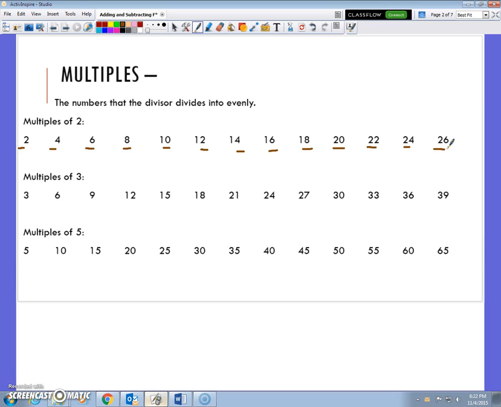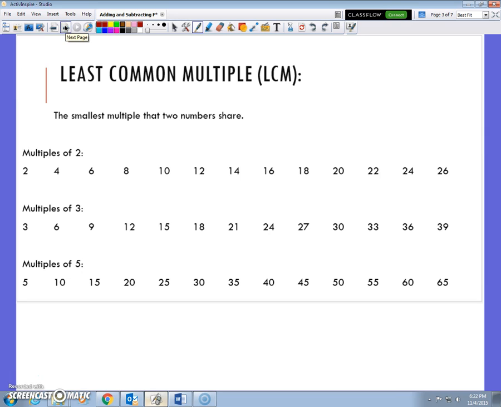All right, now I know you have these on your paper. Multiples of 3: 3, 6, 9, 12. Of 5: 5, 10, 15, 20. One of my favorites are the 9s. The 9s are tricky: 9, 18, 27, 36, and so on. Those are all multiples. Sometimes I see people get mixed up with factors and multiples. Multiples keep getting bigger and bigger forever.